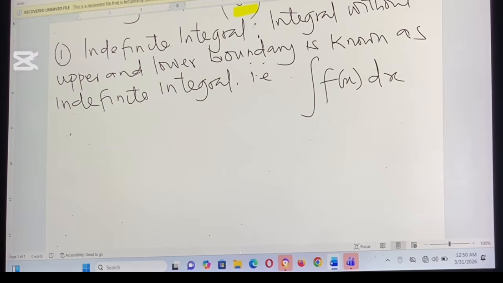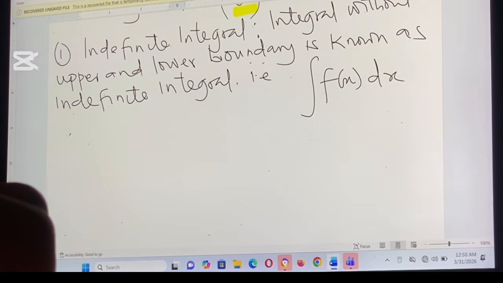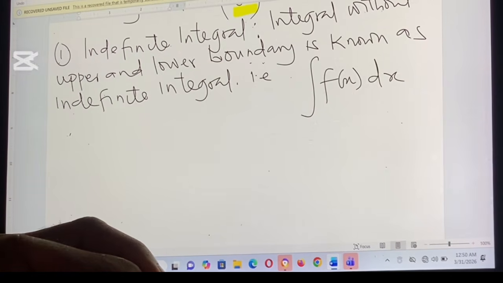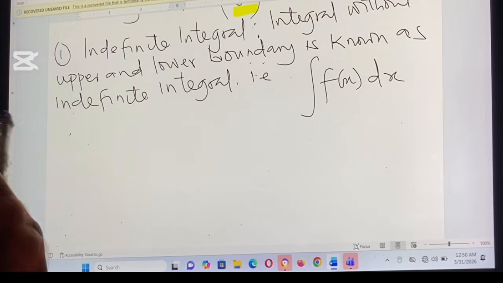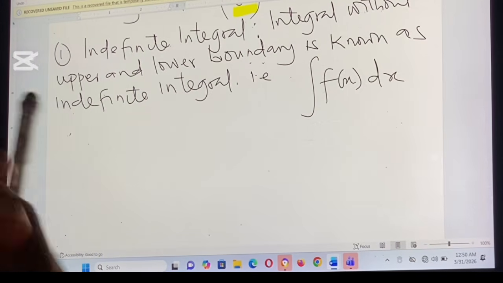Before we solve a question here on integration, please listen to me carefully. We have to consider various functions and their pattern of integration. Please take note. So let's consider the first function here.